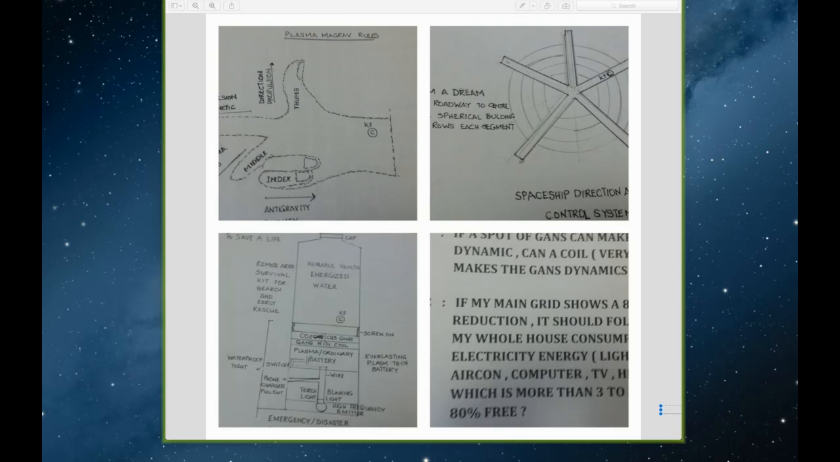Yes. So he has that. He says the spot of GANs can make a coil dynamic. Or can you read the question again, please? If a spot of GANs can make a coil dynamic, that is from Keshe workshop, I'm asking if can a very small coil make the GANs dynamic? Right. Okay. So the idea is that coating the coils will make them more dynamic, more able to interface with the environment and whatnot.